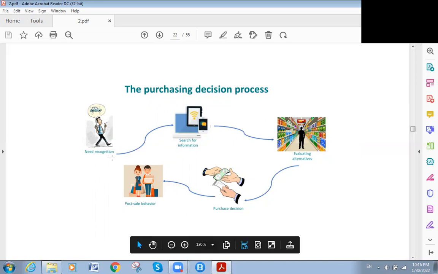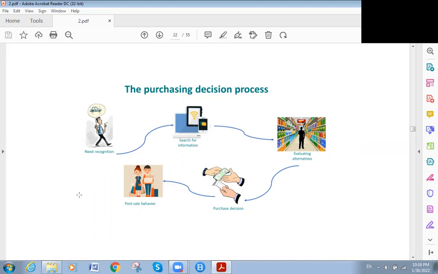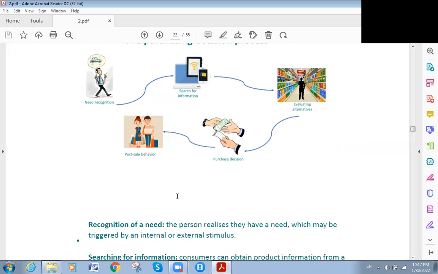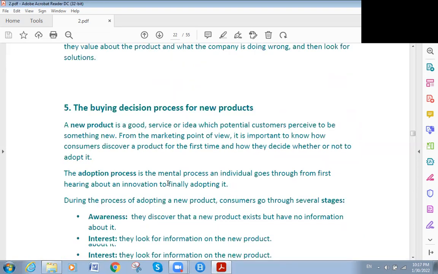Then finally, you will check the post-sales behavior after you buy it. Did it satisfy the needs which you have or not? So this we call the purchasing decision process. It includes these 5 steps.